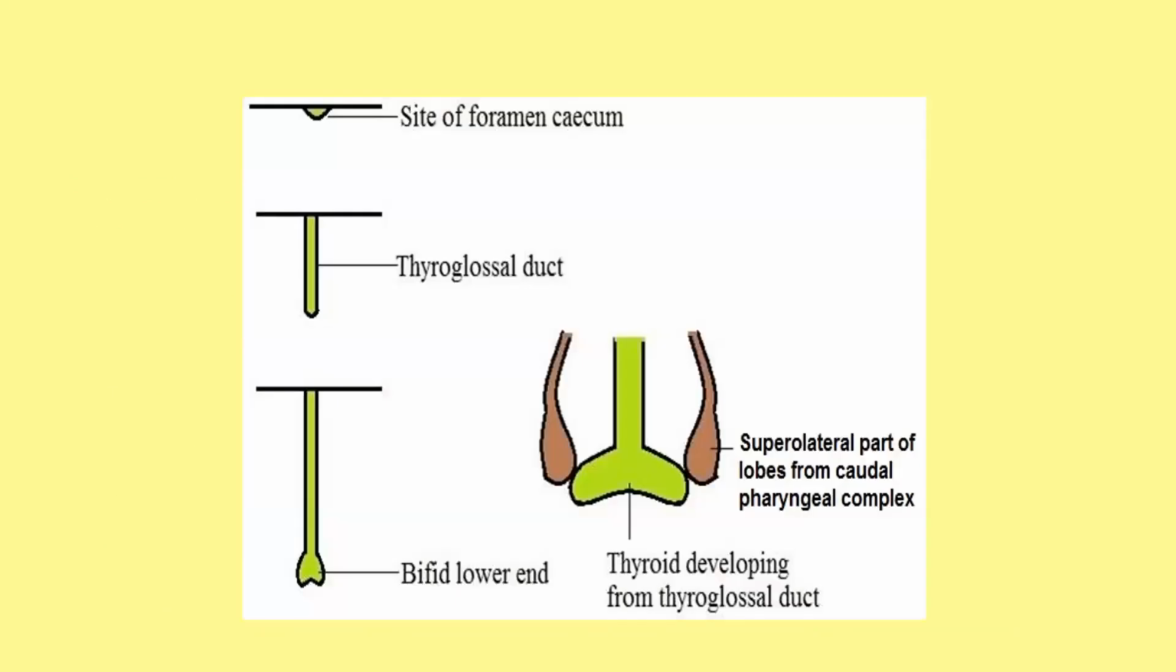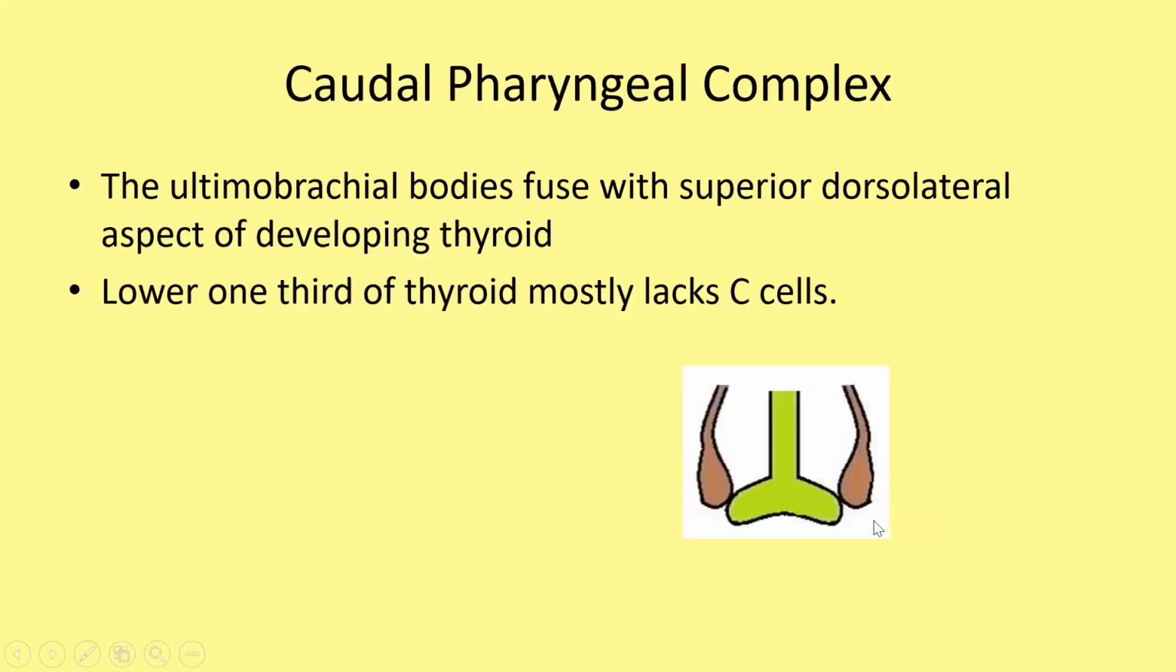Here again we see that the endodermal thickening took place at the site of the foramen cecum. It got depressed, and then a diverticulum was formed, and it grows down in the neck. The lower end bifurcates to form most of the two lobes of the thyroid gland. However, the dorsal superolateral aspect of the lobes is formed from the caudal pharyngeal complex.